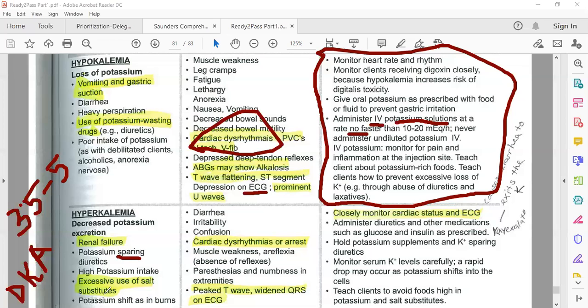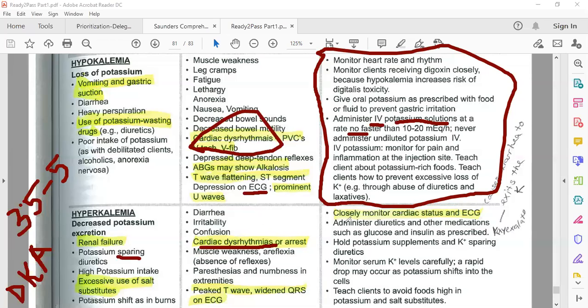As with hypokalemia, a hyperkalemia patient also easily develops cardiac dysarrhythmias, right? Muscle weakness, like before with hypokalemia, or muscle numbness, tingling sensation, or diarrhea and confusion.